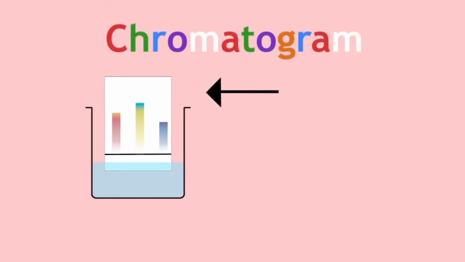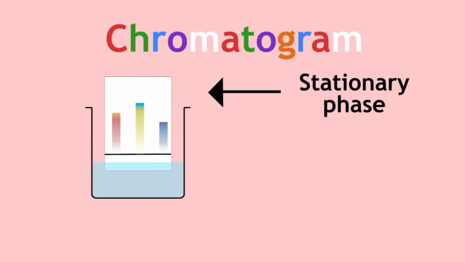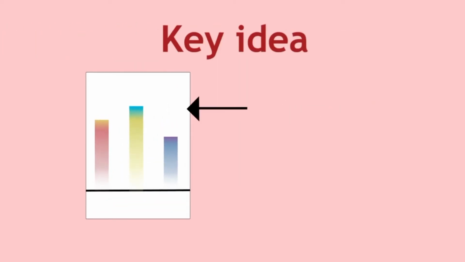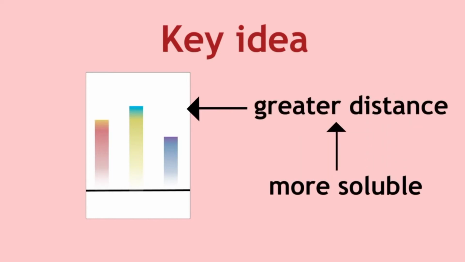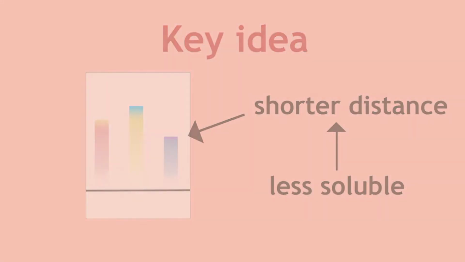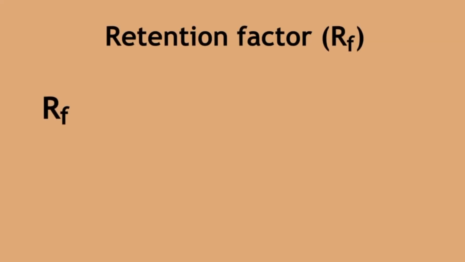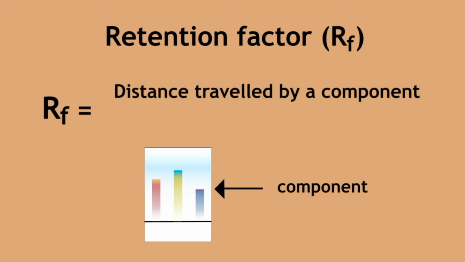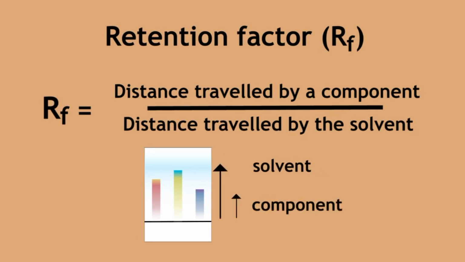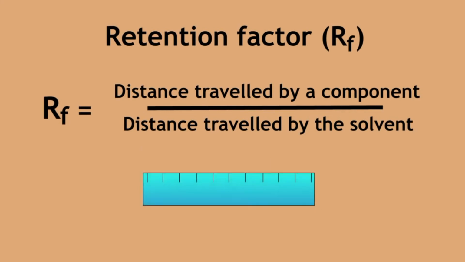The chromatography paper is called the stationary phase as it stays put. Water is called the mobile phase as it moves up the chromatography paper. Here is the key idea. A component that is more soluble in water travels a greater distance up the chromatography paper, and a less soluble component travels a shorter distance. The retention factor, or RF value, is a measure of the distance that a separated component has traveled compared to the distance that the solvent, in our example, water, has traveled. These distances can be measured using a ruler.